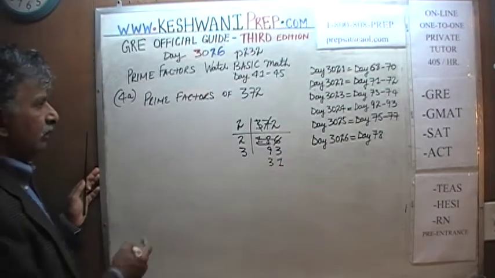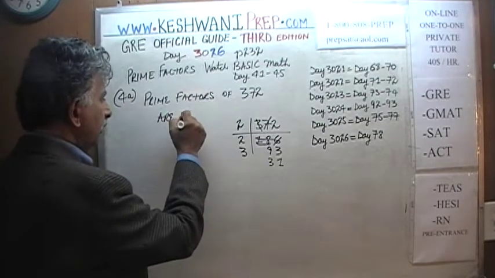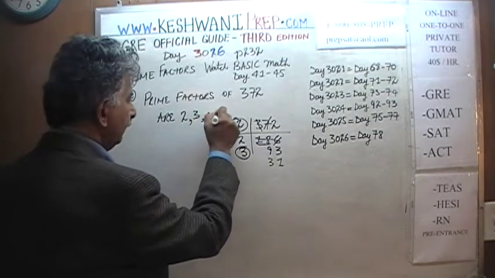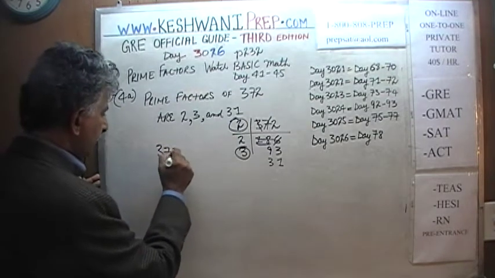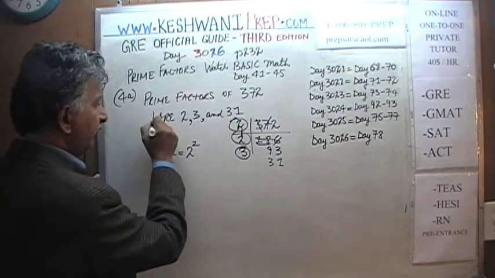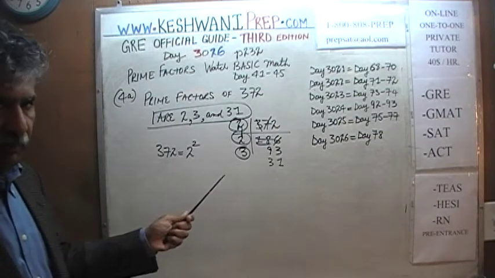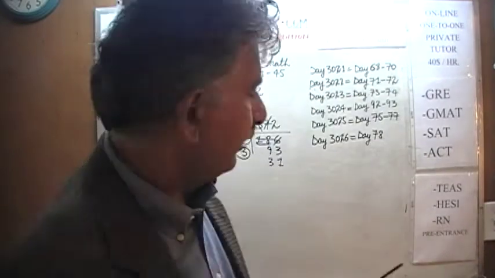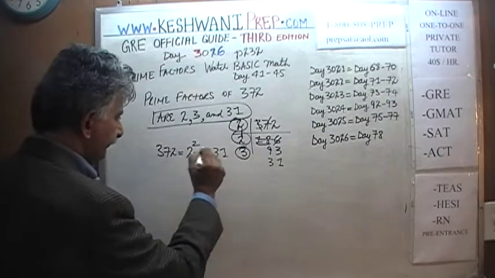There you go. So the prime factors of 372 are 2, 3 and 31. In other words, 372 is equal to 2 squared. There are 2 of them here, 2 squared. But when we're listing prime factors, we don't say 2, 2, 3, 31. How many prime factors does 372 have? 372 has 3 prime factors, 2, 3 and 31. So 372 is 2 squared times 3 times 31.